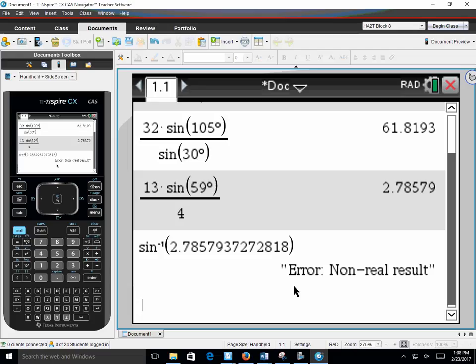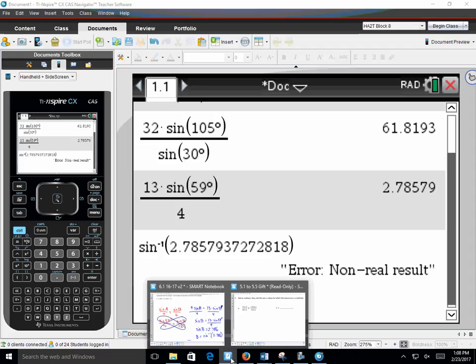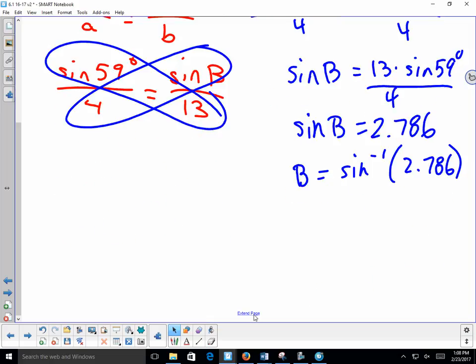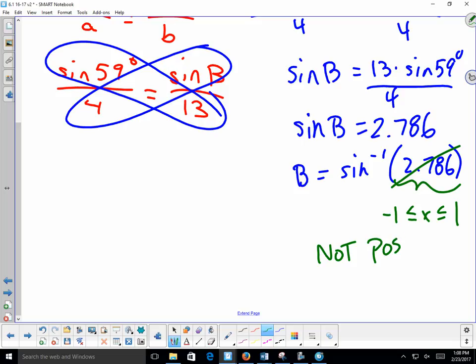Yeah. Why? Because the domain. What do you mean the domain? Like the inverse sine function has the domain of negative 1 to 1. Okay, so whenever you're taking the sine inverse of something, this number has to be between -1 and 1, right? Because the sine values always stay between -1 and 1. 2.786 is way too big. So we're going to say not possible. Since we can't find angle B, that means there's no triangle possible for this first example.